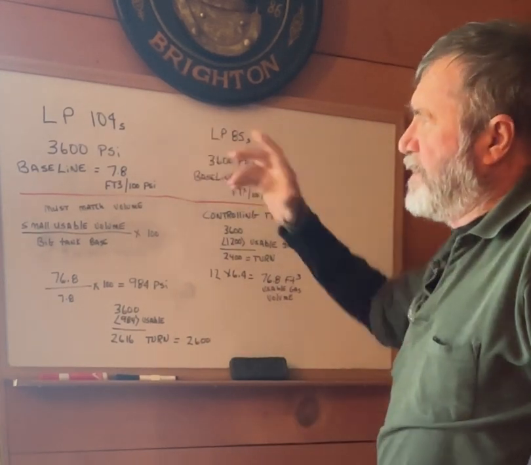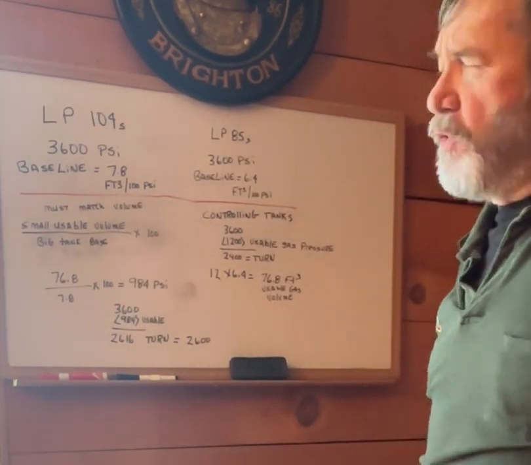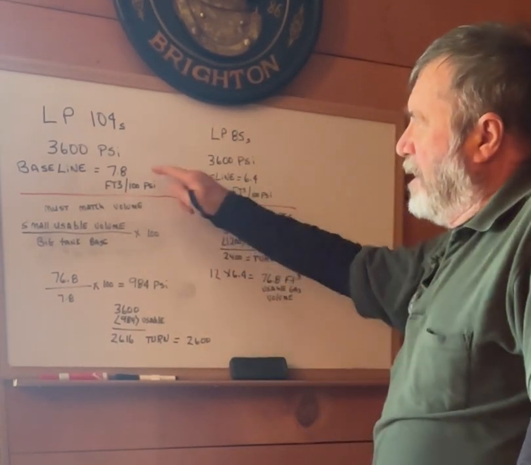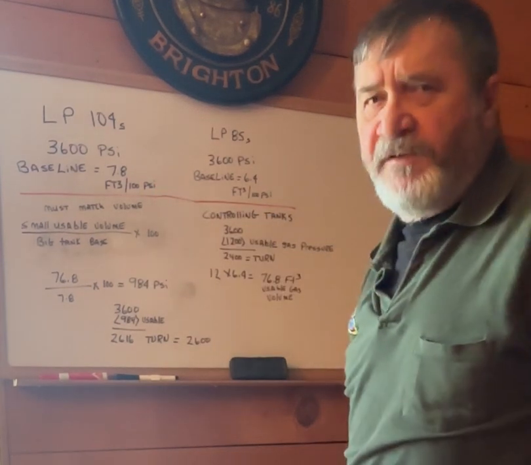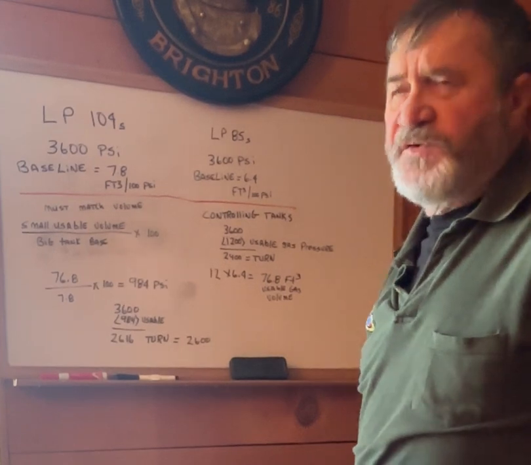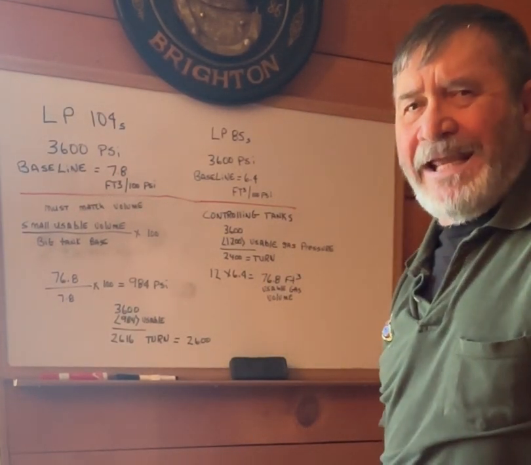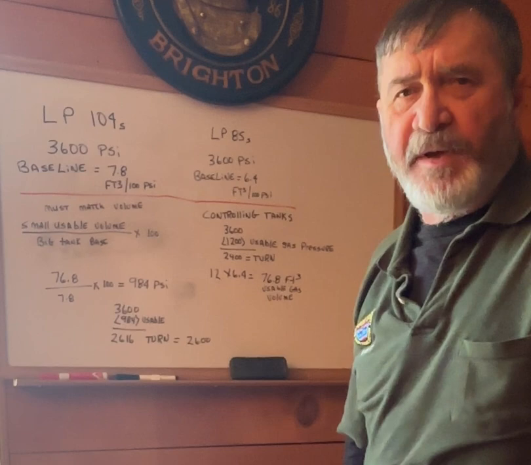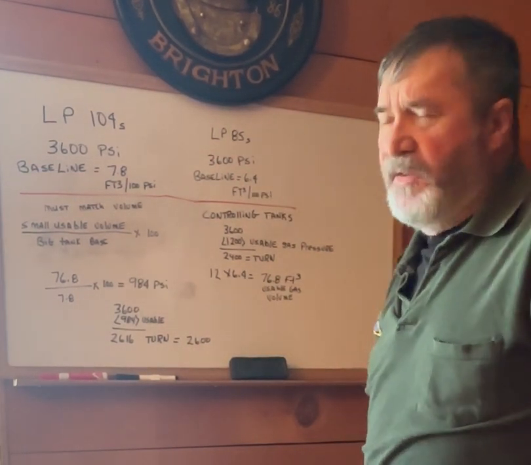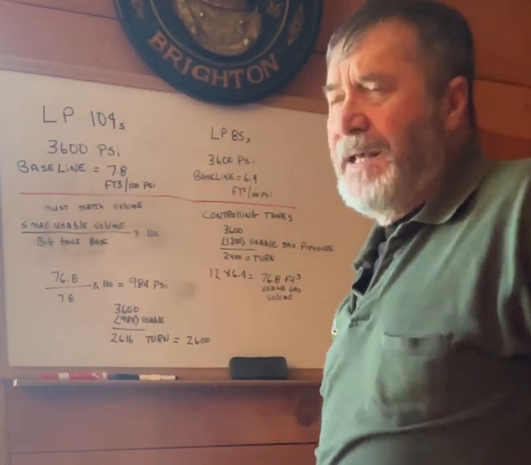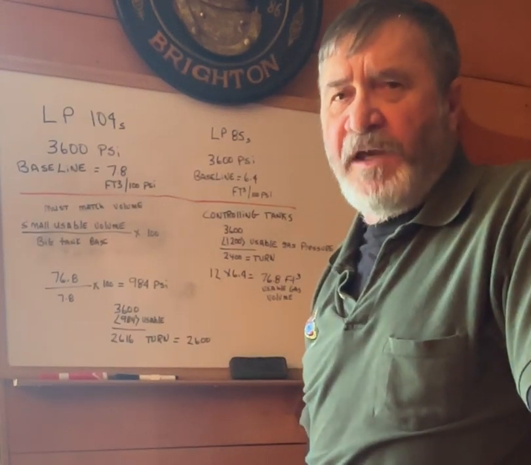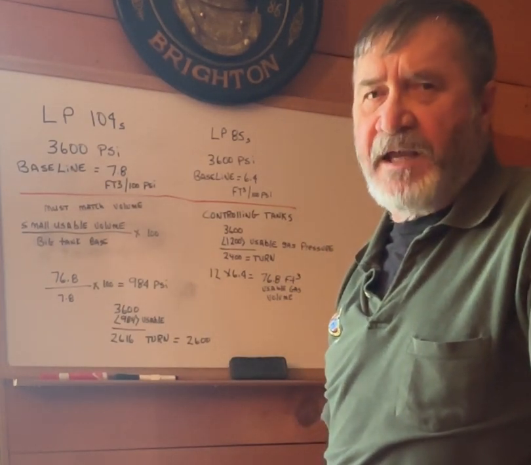This diver is using a set of twin 104s filled to 3600 psi, and from our previous video we know that the baseline for a set of double 104s is 7.8 cubic feet per 100 psi. The other diver is using low pressure 85s. They're also filled to 3600, and the baseline for that set of tanks is 6.4 cubic feet per 100 psi.